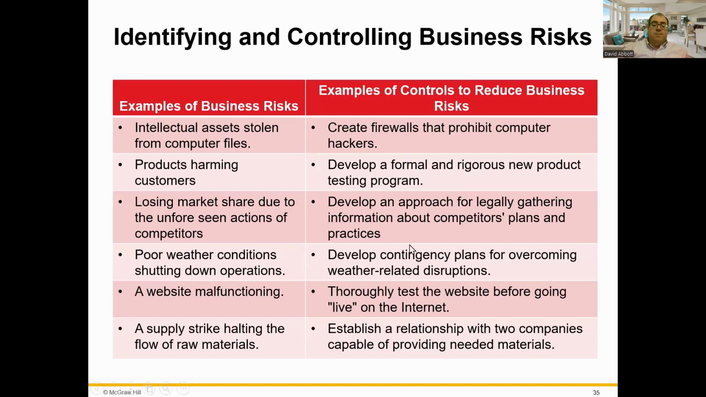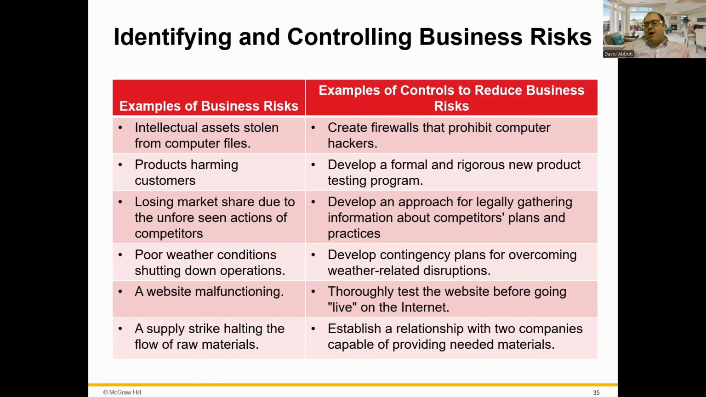So for example, and this is becoming a much more important area, this concept of reducing business risk. So an example of a business risk might be having intellectual assets stolen from computer files. So we don't want our computer data to be hacked and for people to get access to that.